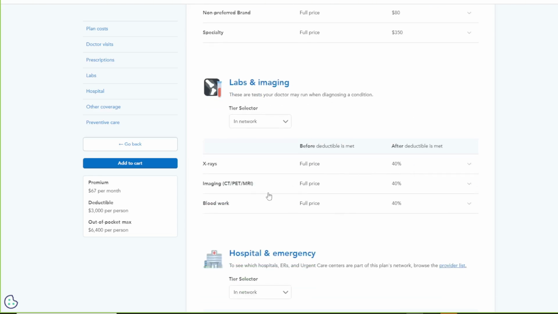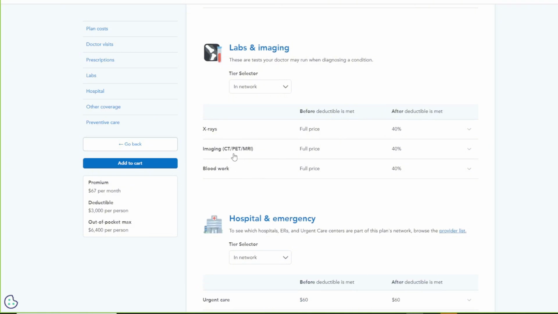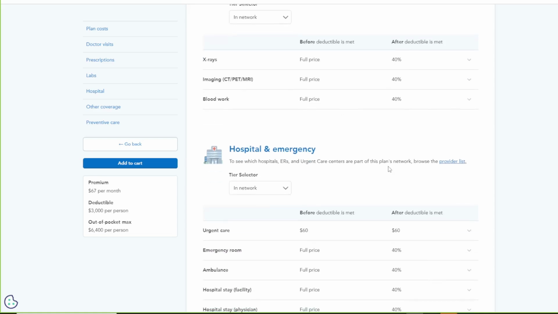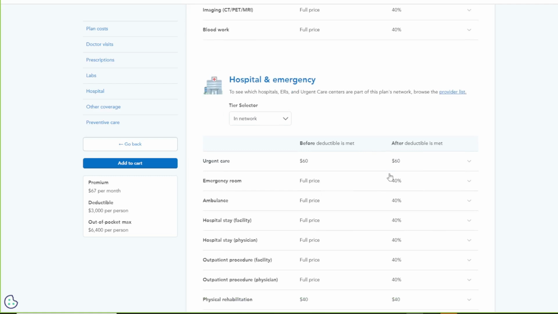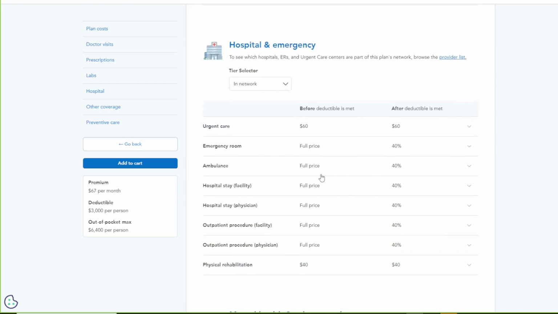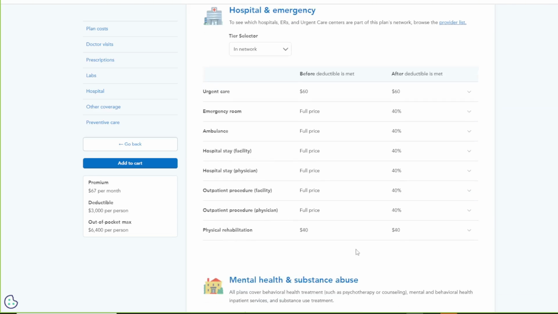Now, if you have x-rays, imaging, like CAT scans, PET scans, or MRIs, or blood work, you'll pay full price. After you hit the deductible, you pay 40% until you hit the out-of-pocket maximum. The same is the case with emergency rooms, ambulance, hospital stays, outpatient procedures, all of those you would pay full price and then 40% until you hit the out-of-pocket maximum.